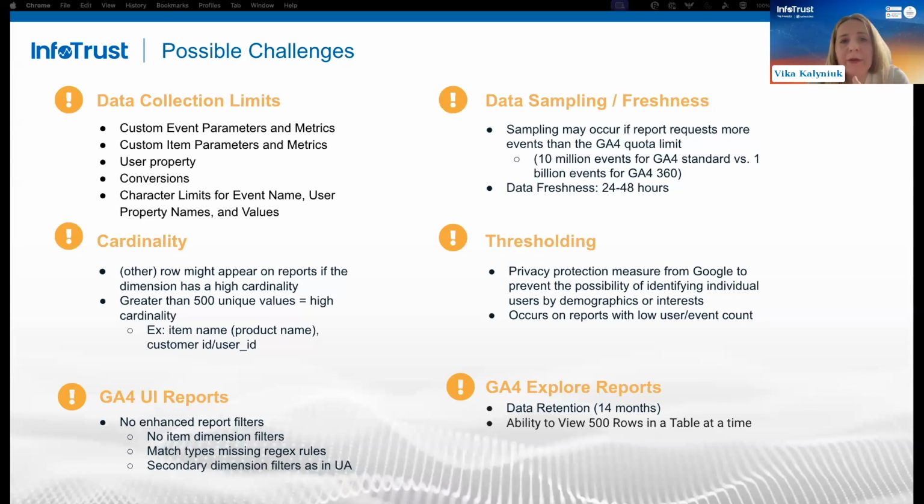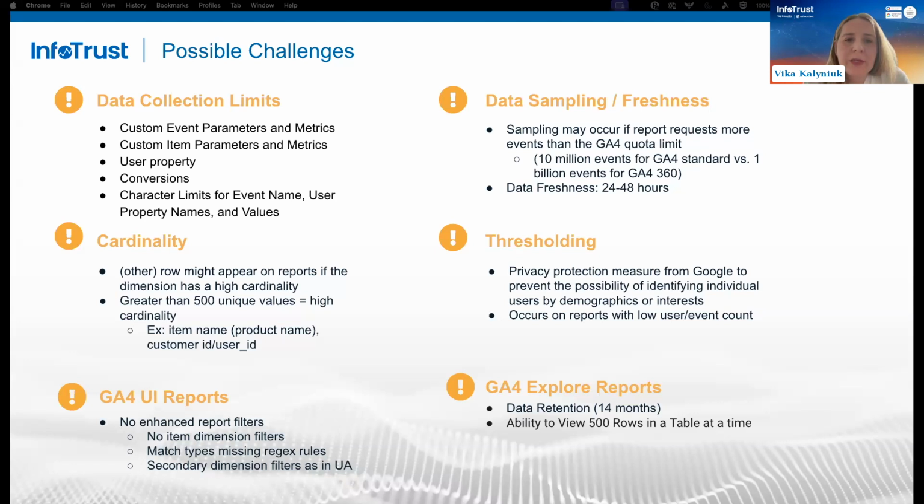But other dimensions such as page path, screen class, landing page, screen name, or item ID, we usually expect to have a high number of values. Hence, these dimensions are expected to have high cardinality. So if there is a high cardinality dimension that you try to pull into your data, any data that passes the limits will be grouped under the row "(other)". Most probably, if you're already working with GA4 reports, you have seen that row.